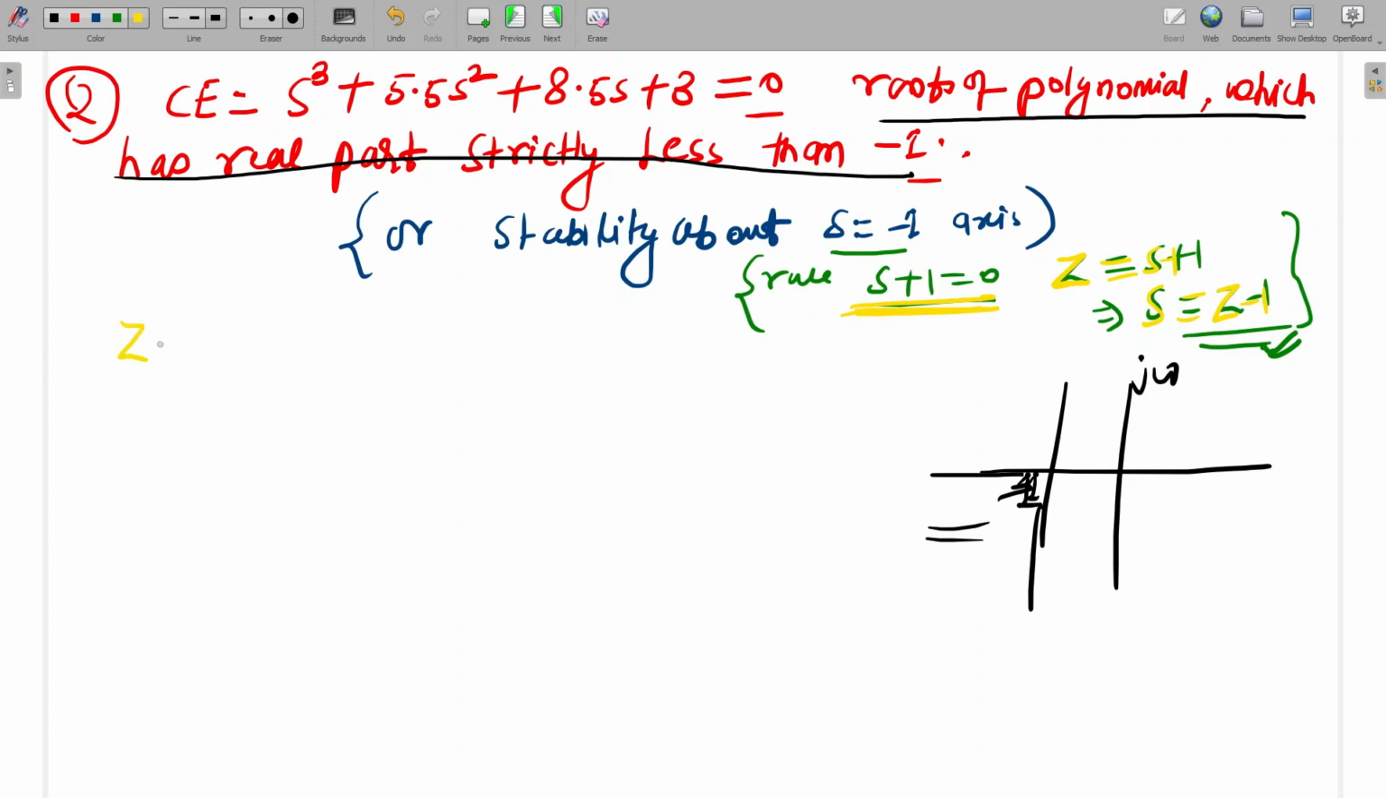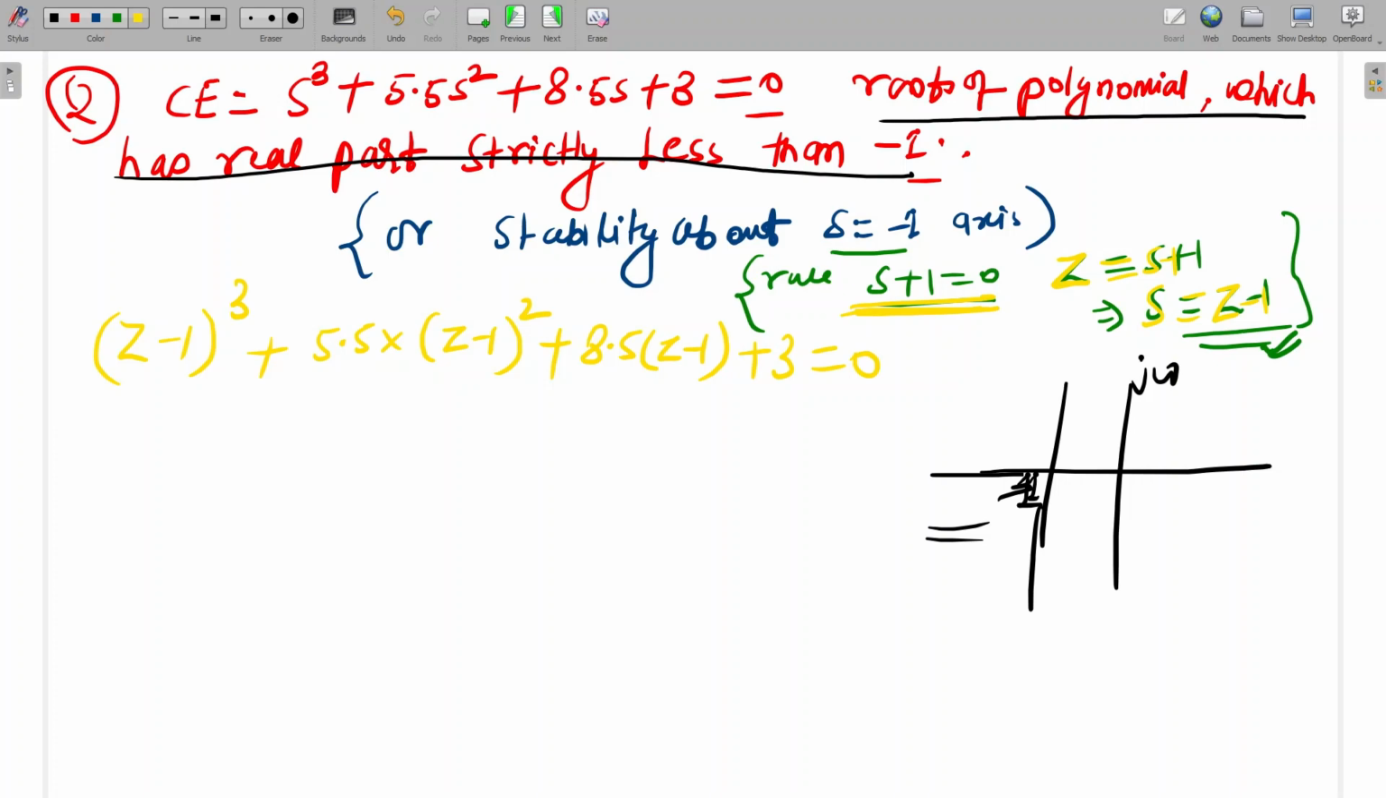Okay, so I am putting s as z minus 1. So z minus 1 whole cube, plus 5.5 into z minus 1 whole square, plus 8.5 into z minus 1, plus 3 equal to 0, right? Is it clear up to now?